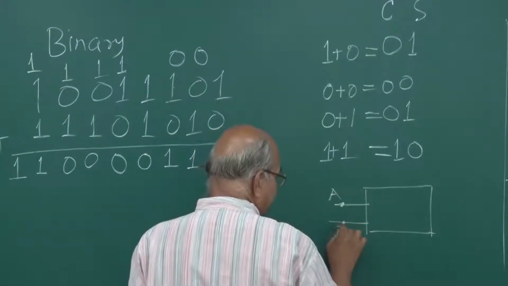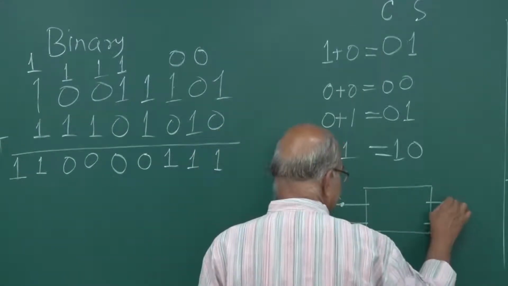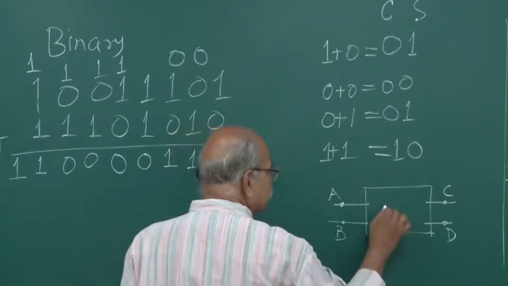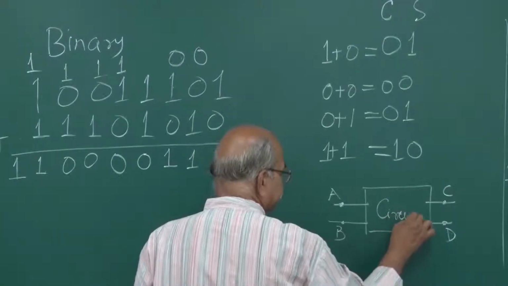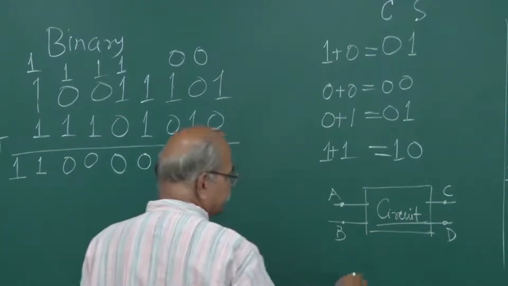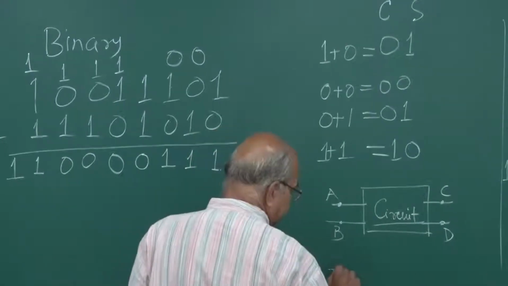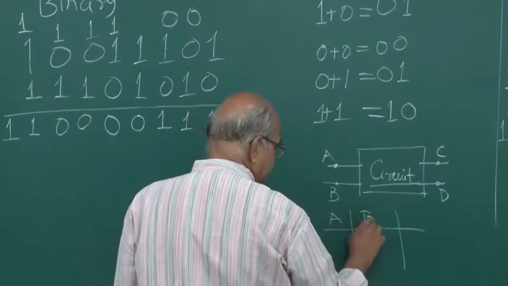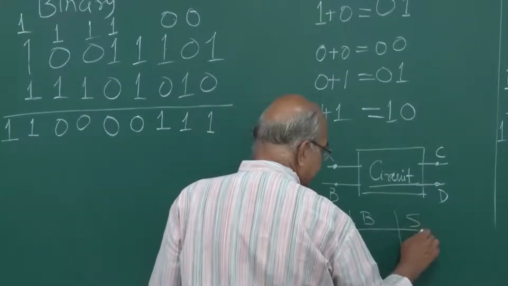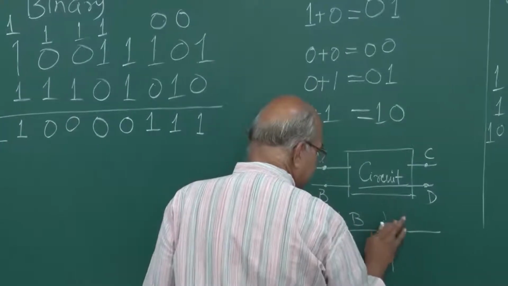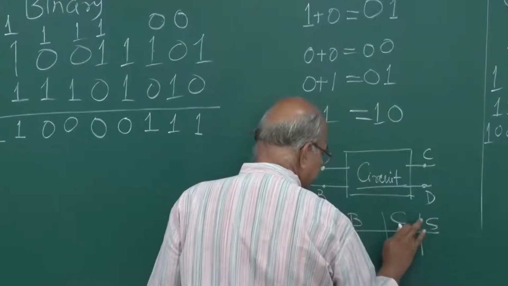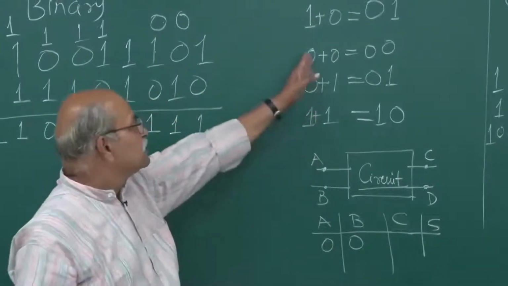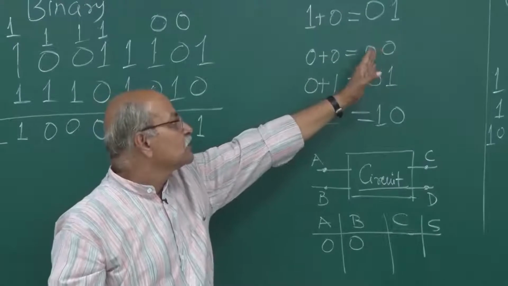And I have two outputs which I can call C and D, and then this is some kind of a digital circuit. The circuit should be such that if I write A here, B here, and S here, or let me write C here and S here.